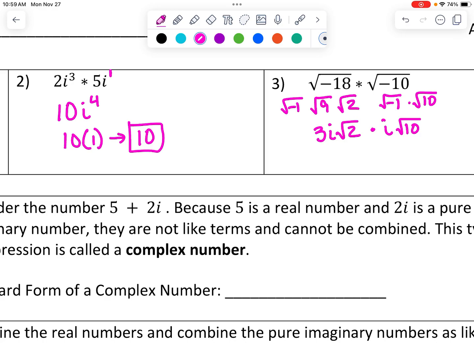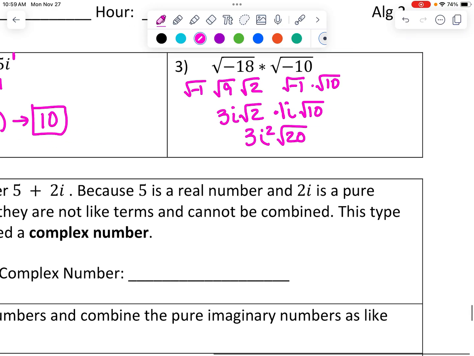I'm going to combine these. 3 times, there's like an imaginary 1 here. I'm going to get 3. i times i gets i squared. 2 times 10 under the radical, I'm going to get 20. So 3i squared radical 20.